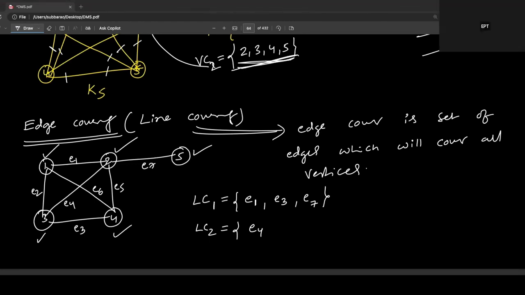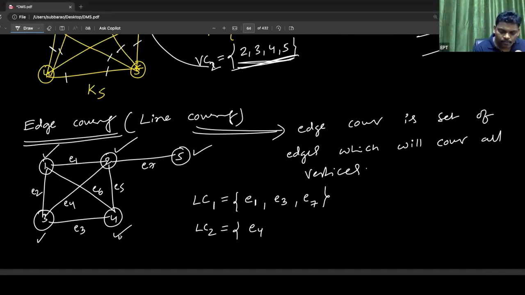Complete this. Same story. Go ahead. One thing I already did. If I take E4, remember the answer is a set of edges because it's edge covering. E4 will cover this one and this one. Next, E6 will cover this one and this one. Next, E7 will cover 5. Anything else?